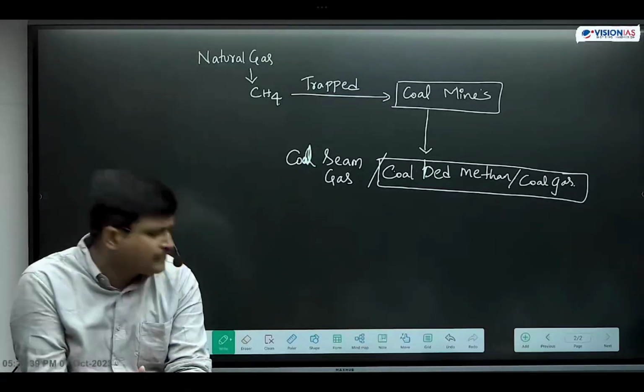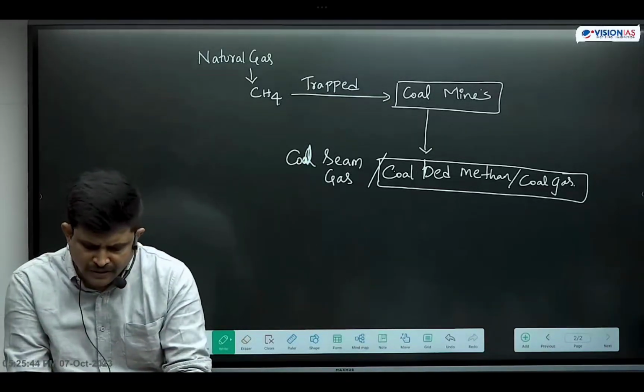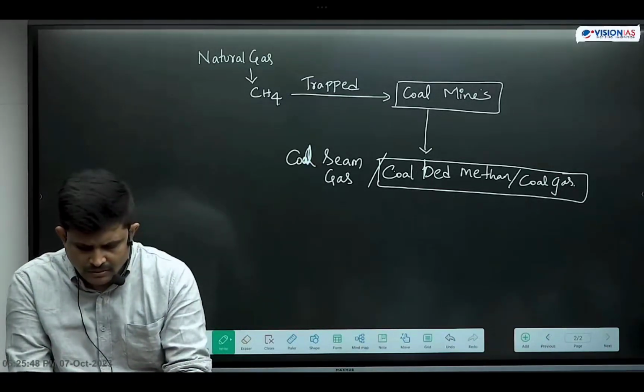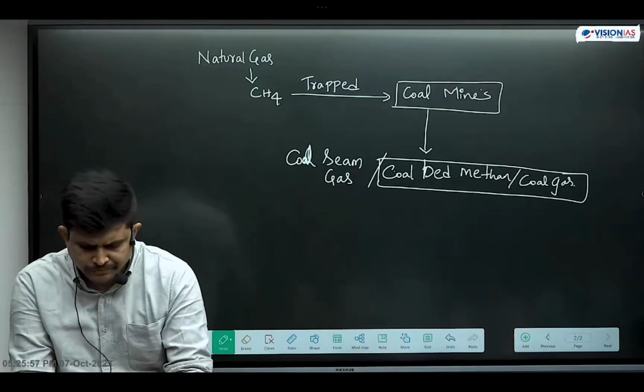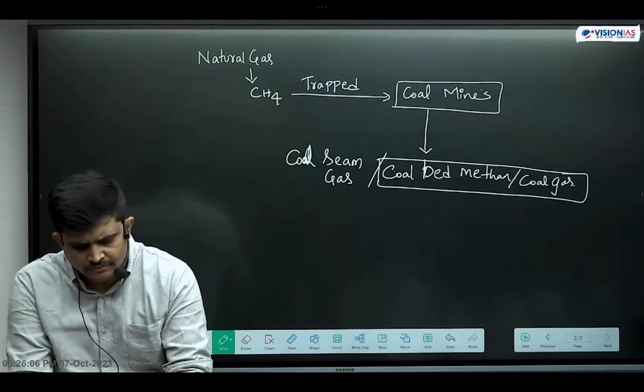We can write like this. India has the fifth largest coal resources in the world. Hence, coal gas availability is also high.